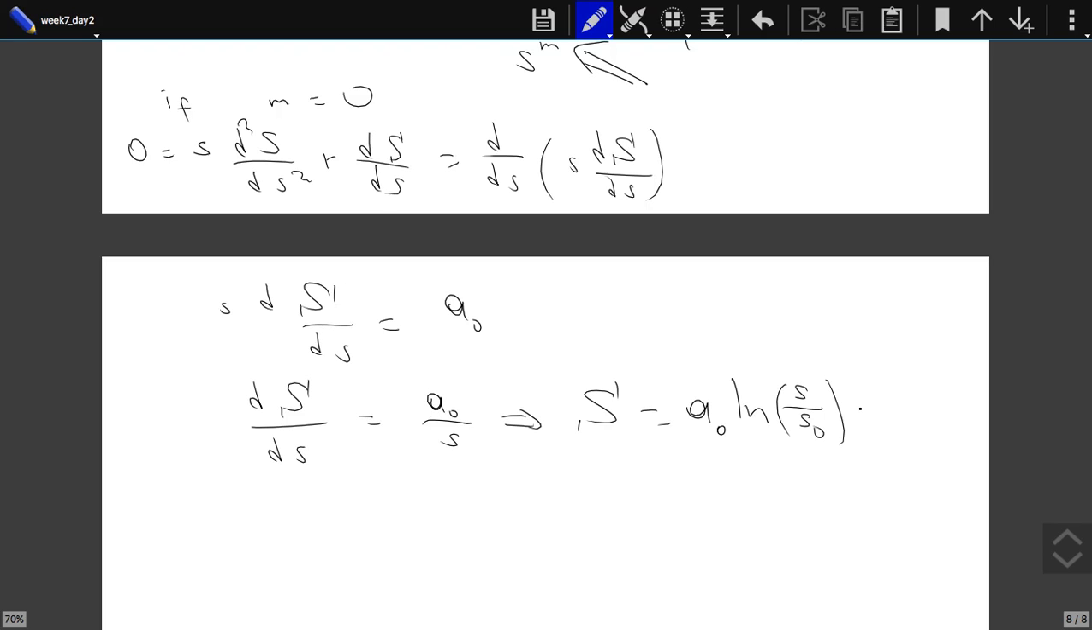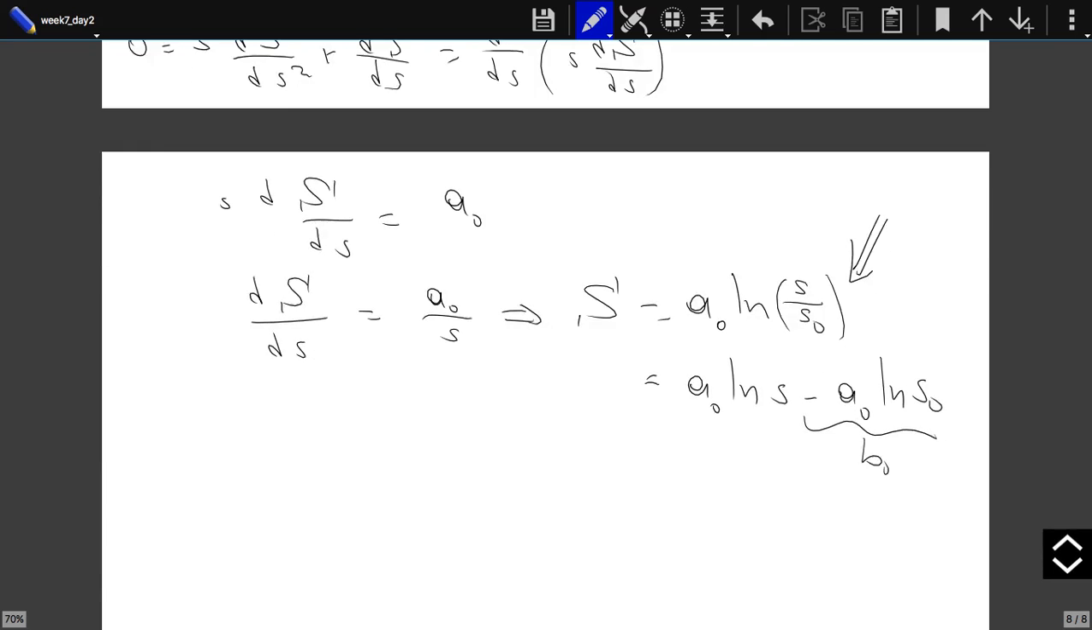Or, if you don't intend to be very formally correct at every aspect, this is equal to a0 logarithm of s minus a0 logarithm of s0, which you can just call b0, if you like. But of course, this form formally doesn't really make sense because s has a unit and you cannot talk about the logarithm of a unitful quantity. So the more formally correct expression is this one over here. So now we have our solution.